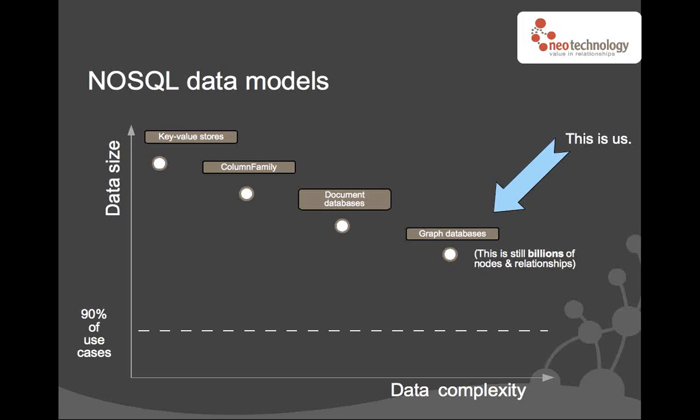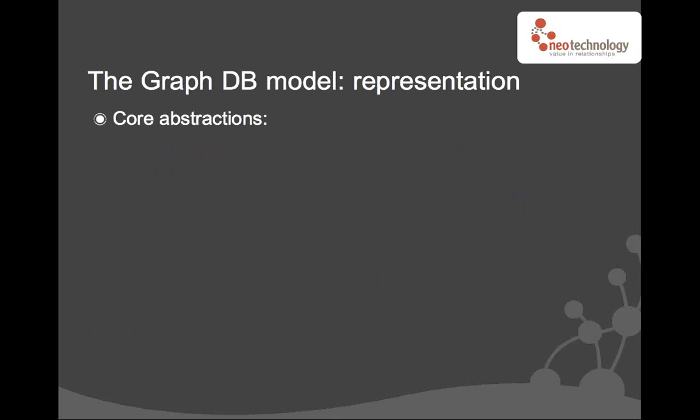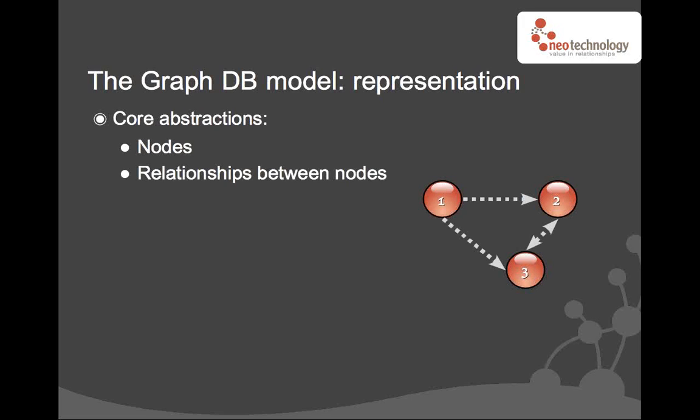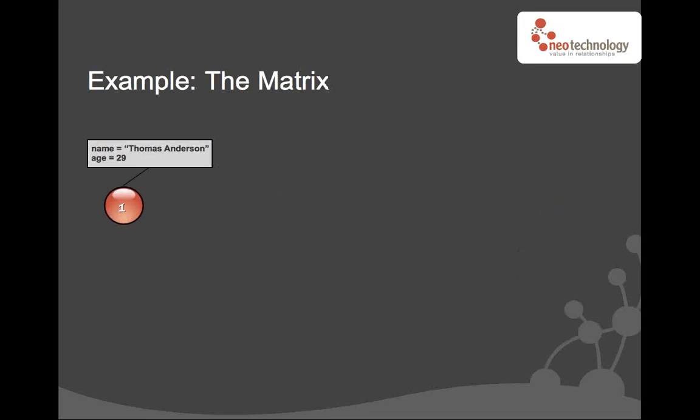So now that we've talked about NoSQL in general, let's zoom in on graph databases and Neo4j specifically. So we already sort of covered this, but let's spend some more time on this in detail. So there are three core abstractions of a graph database. In the relational model, you have tables and rows and columns. In the graph database, you have nodes. All nodes have an ID, but that's the only mandatory attribute. You have typed relationships between these nodes, and then you have key value pairs that you can attach to both nodes and to relationships.